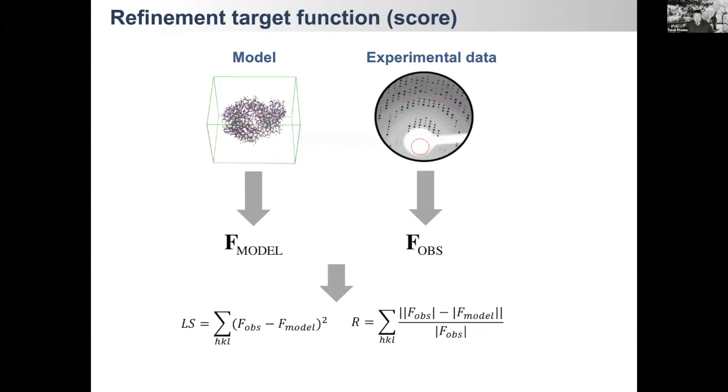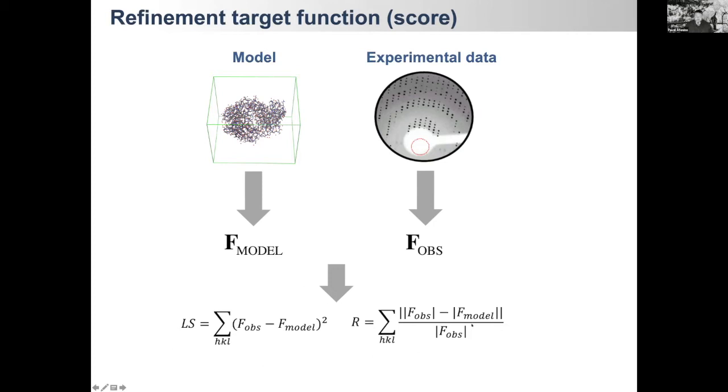So you can put together a function, a mathematical expression that will formulate this objective. You can define a least squares target function to fit your FMODEL to FOBS. You can define an R factor, but in reality we actually use maximum likelihood target functions, which are versions of this but are smart about errors and other nuances.